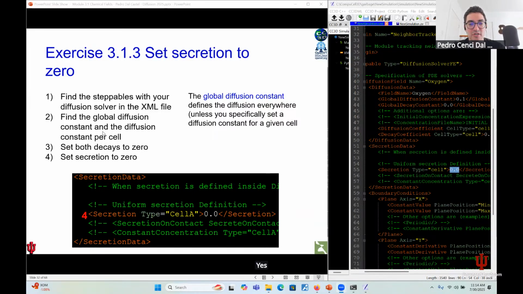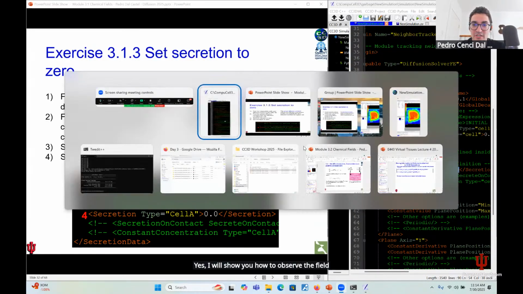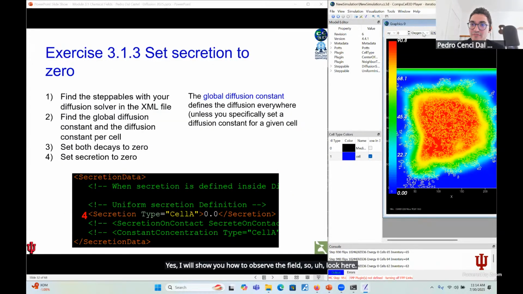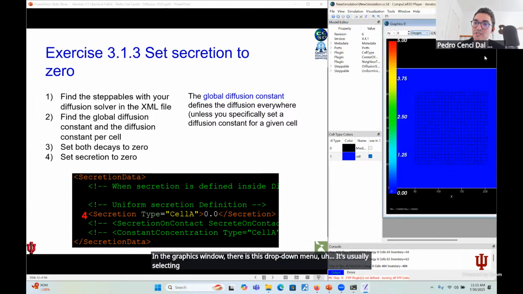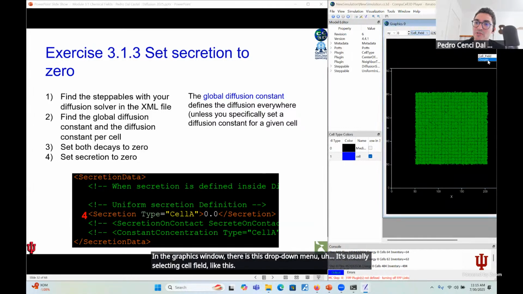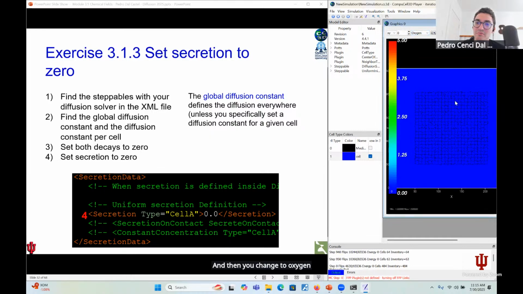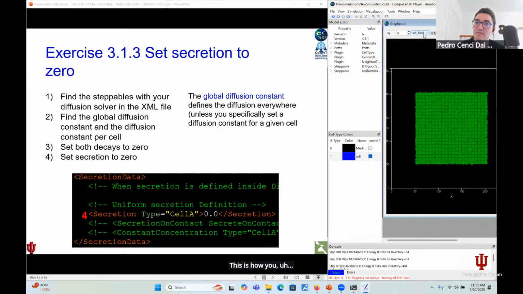Yes, I will show you how to observe the field. So look here. In the graphics window, there is this drop-down menu. It's usually selecting cell field like this. And then you change to oxygen, and it's the blue here. This is how you see the oxygen field.